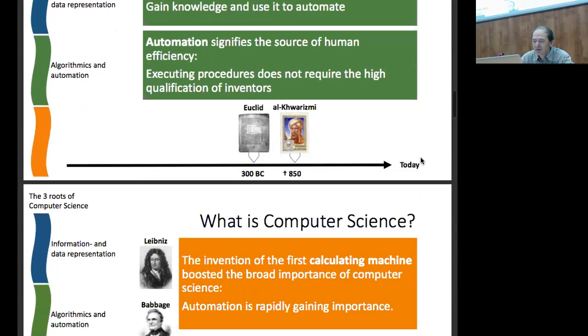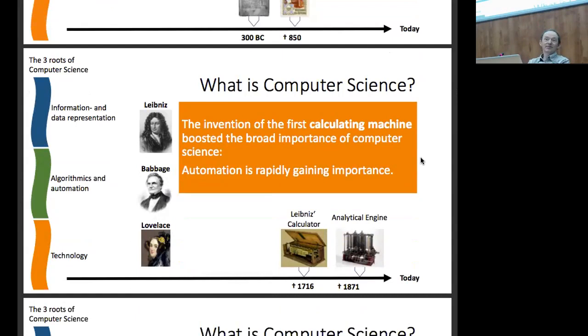Now let us go to the third one. So the third one is the technology. Okay, I would like to say it's also not from yesterday. If you look at this picture here, then you can see some old computers. The Leibniz machine is now more than 300 years old. And on the right side, you see the Babbage machine, which is the first computer you can program. So not a one-purpose computer, okay?